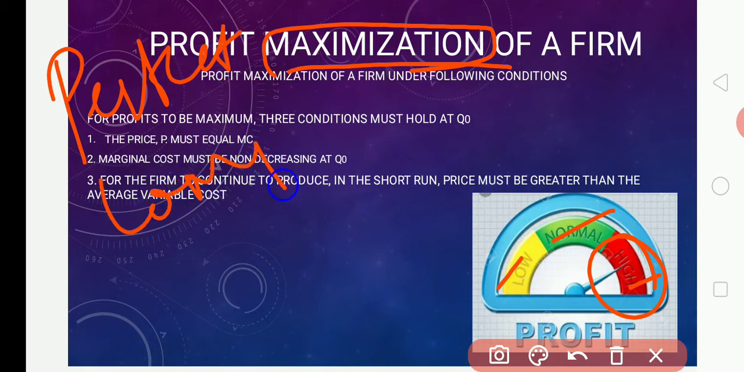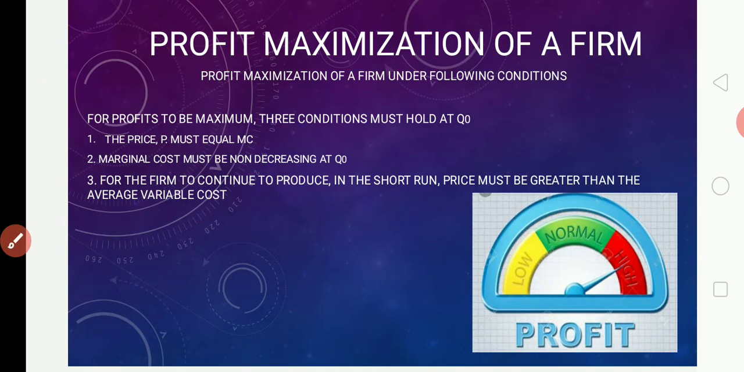Perfect competition. Under this, how to obtain a maximum profit. There are three conditions that must hold. Today I am going to explain only two. Okay, the first one is for the profit to be maximum.